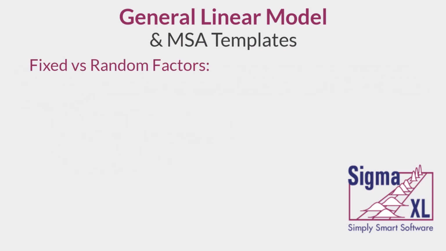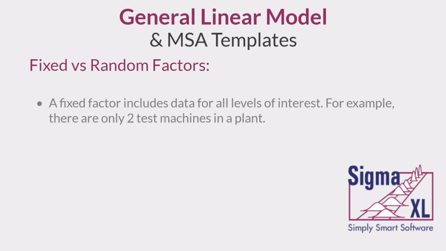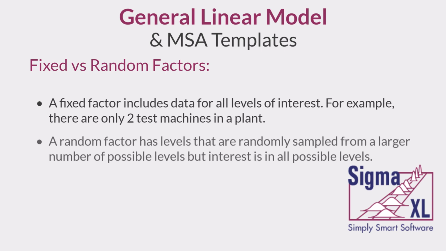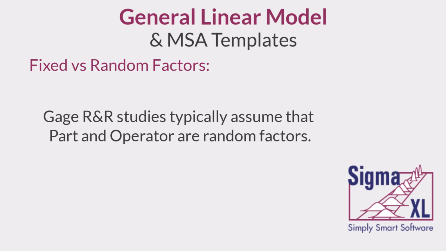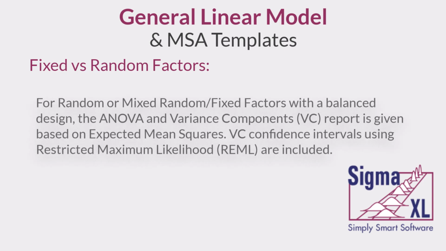Fixed versus random factors. A fixed factor includes data for all levels of interest. For example, there are only 2 test machines in a plant. A random factor has levels that are randomly sampled from a larger number of possible levels, but interest is in all possible levels. Gauge repeatability and reproducibility studies typically assume that part and operator are random factors, or mixed random and fixed factors with a balanced design.